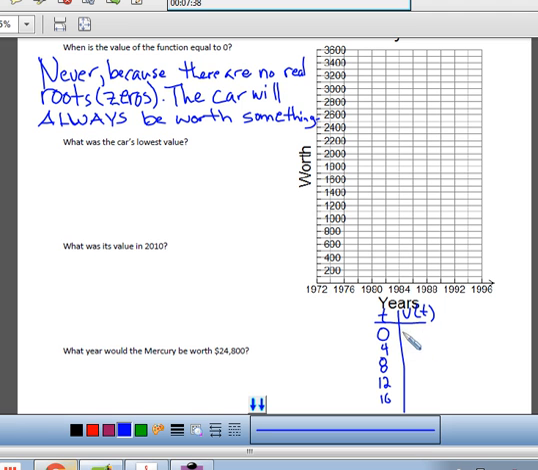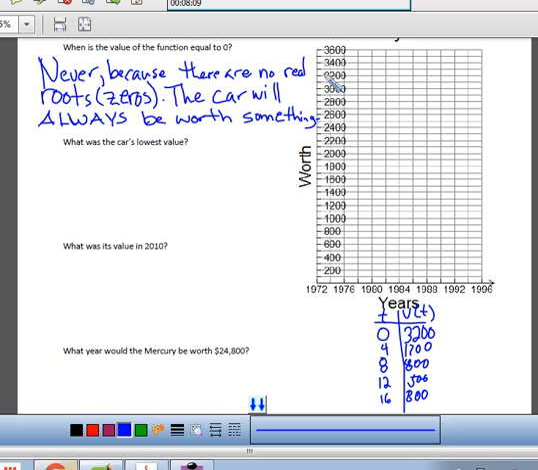So it starts at 0 years in 1972, it's 3,200. After 4 years, it's only worth 1,700. 8 years, $800, then 500, then it starts to go back up, 800, another 1,700. So I want you to fill this out all the way up to 28.